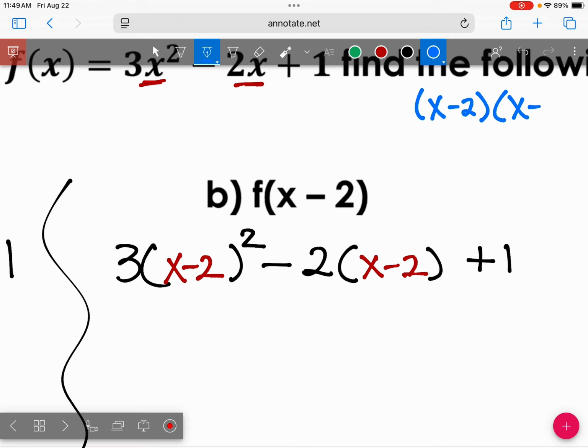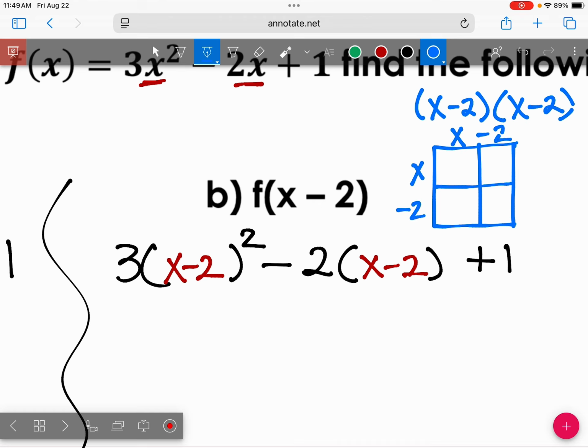You can either FOIL it, you can make a box, you can use the distribution method, I don't know. Brain shut off a little bit. But my point is, you have to multiply it out fully. And there's lots of different ways you can do that.